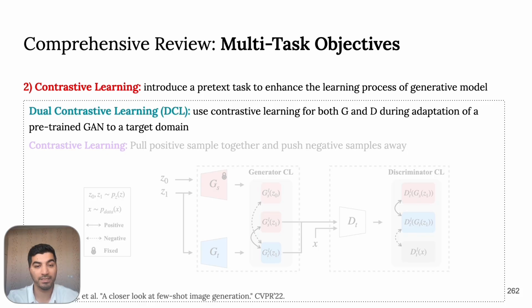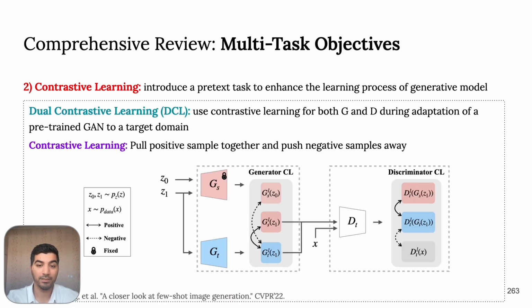For example, we have DCL work in CVPR 2022 from our group, which uses contrastive learning for both G and D during fine-tuning a pre-trained generator to a target domain. And contrastive learning is defined for both G and D.